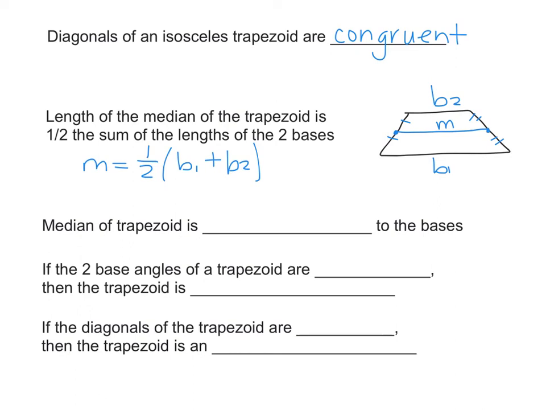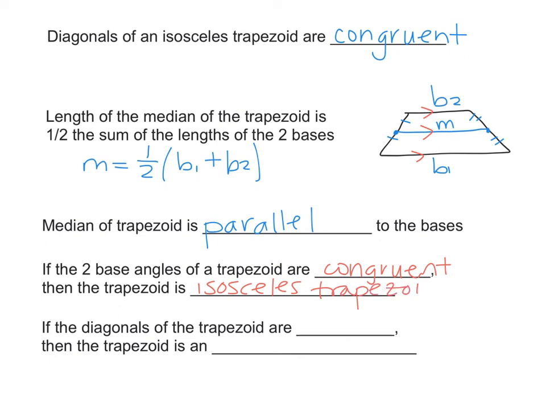The median of a trapezoid is parallel to the bases. As you can tell here, this base and this base, we know those are parallel, so our median is also going to be parallel to that base. If the two base angles of a trapezoid are congruent, then the trapezoid is an isosceles trapezoid.